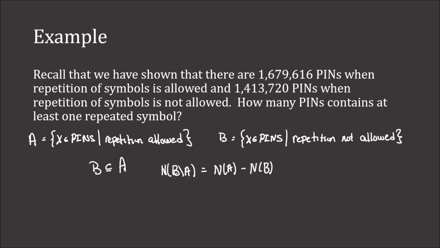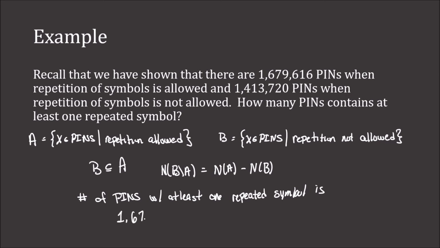So the number of pins with at least one repeated symbol is the number in A, which was 1,679,616, minus the number of elements of B, which was 1,413,720, and this is 265,896. So there's 265,896 pins with at least one repeated symbol.